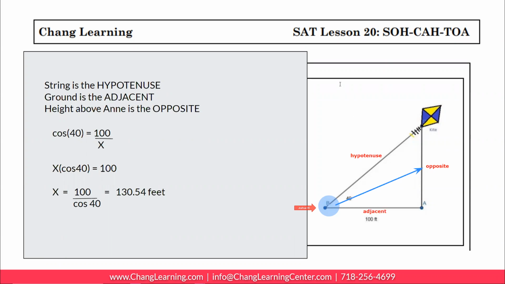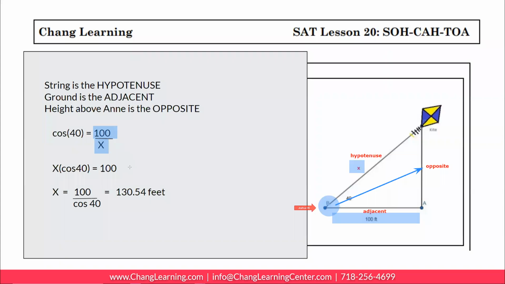So here we would use the cosine function because we're given the adjacent. We're given the 100. So this is side x. We want to know the length of the string. So we have the cosine of 40 is set up as 100 over x. So let me highlight that here. The 100 is this distance. That's the adjacent distance. And x is the hypotenuse. That is the cosine function. Adjacent over hypotenuse, CAH. Cosine of 40 is 100 over x.